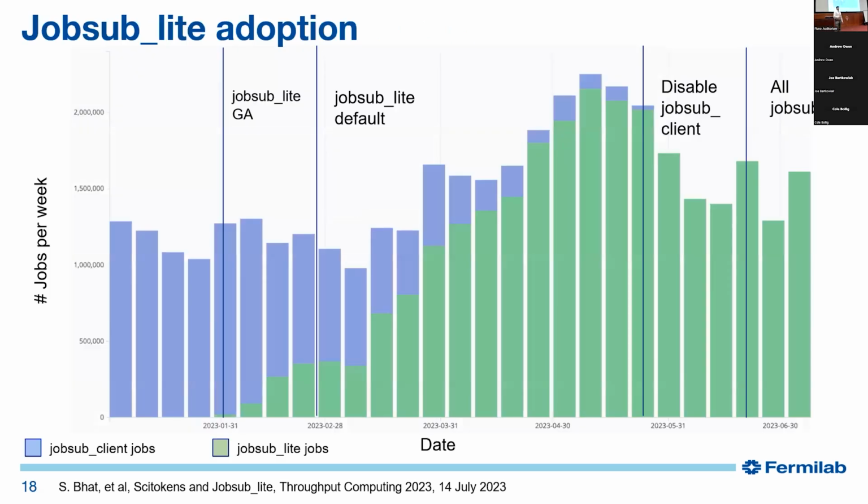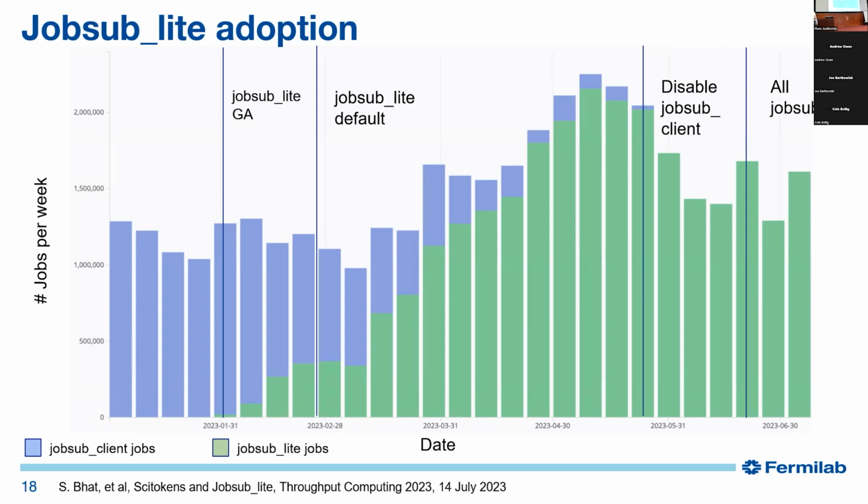So this is a graph that shows the number of jobs that were submitted per week since the beginning of the year, using, in the top left, Jobsub client, the old system, and on the right, Jobsub Lite. And so there are a few lessons we can learn from this. So I want to spend a minute here. First of all, here was GA at the end of January, beginning of February.